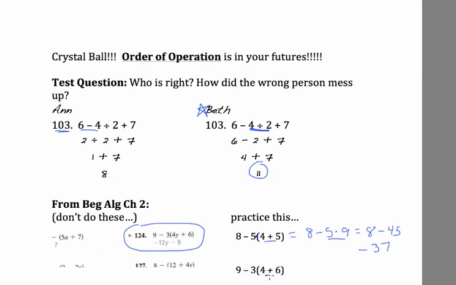Similarly here, first the parenthesis. So I will have 9 minus 3. There's a multiplication implied right between the 3 and the parenthesis, times 10. Then the multiplication. 3 times 10 is 30. So 9 minus 30, which is negative 21.